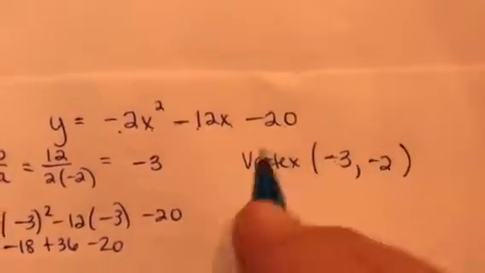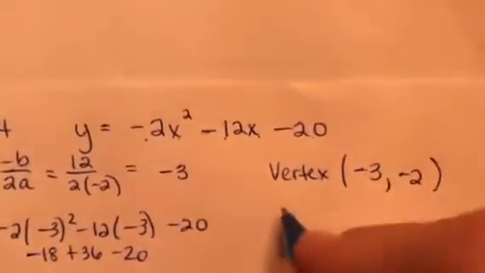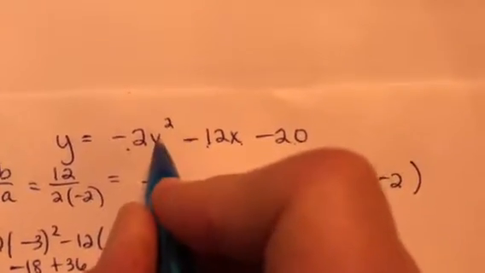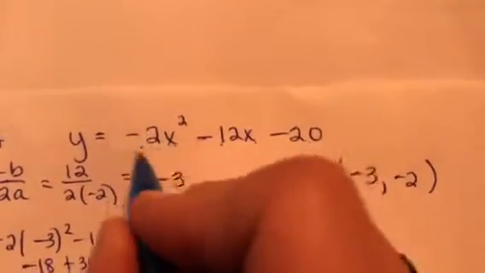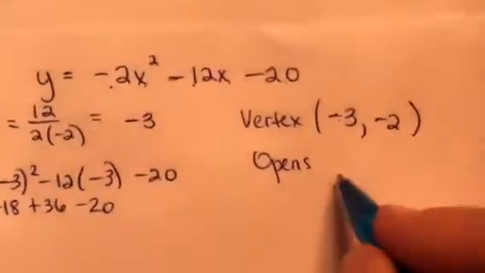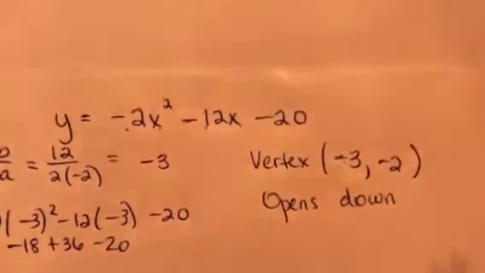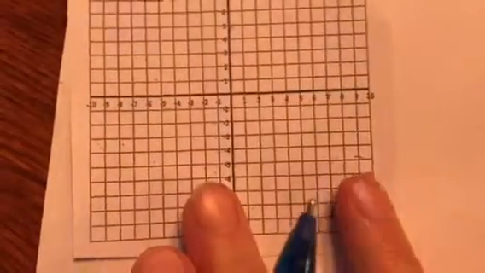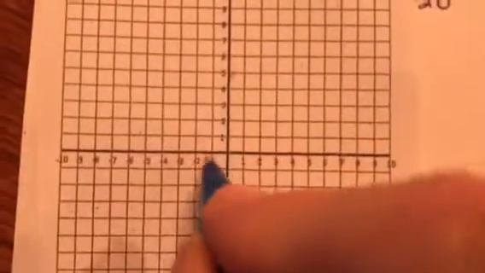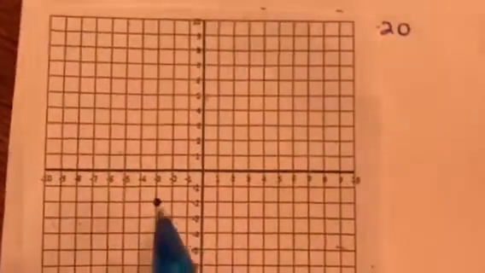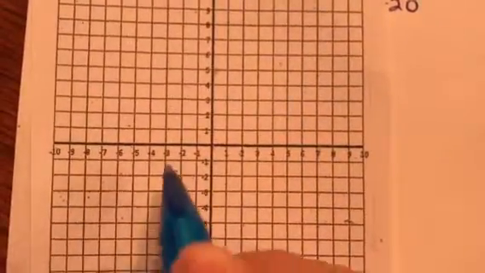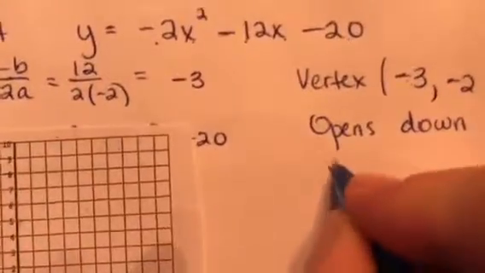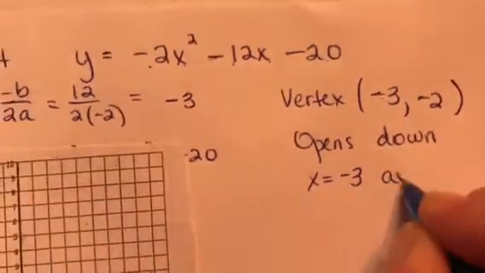I also have to tell you how it opens. Notice this: since the x value is squared, I know it's going to open up or down. Because it has a negative coefficient, a negative number, I know it will open down. So here, in a little graph paper, this is what I already know without graphing any other points. I have the vertex negative 3, negative 2, and I know it's going to open down. And this right here would be my axis of symmetry, which is the line x equals negative 3. So x equals negative 3 is my axis of symmetry.